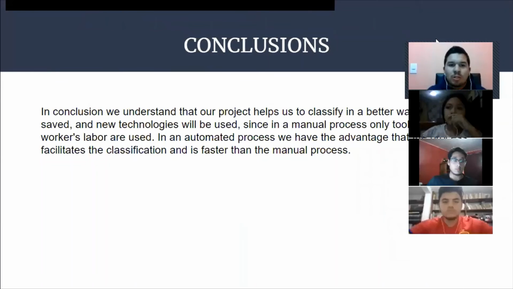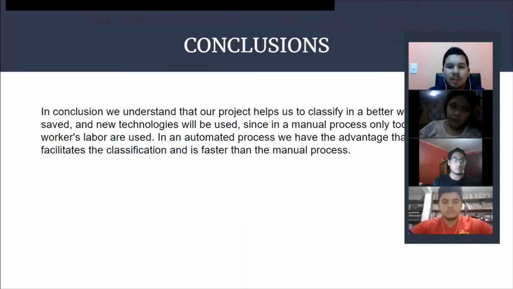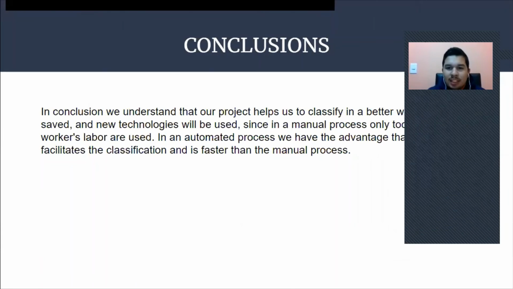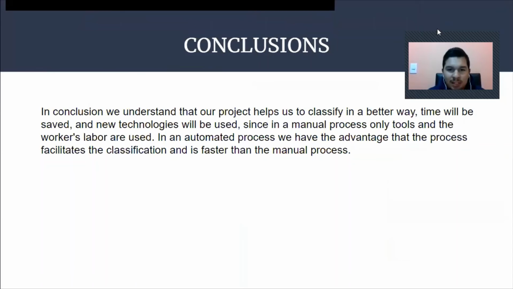In conclusion, we understand that our project helps us to classify in a better way. Time will be saved and new technologies will be used, since in a manual process only tools and worker labor are used. In the automated process, we have the advantage that it facilitates the classification and is faster than the manual process.